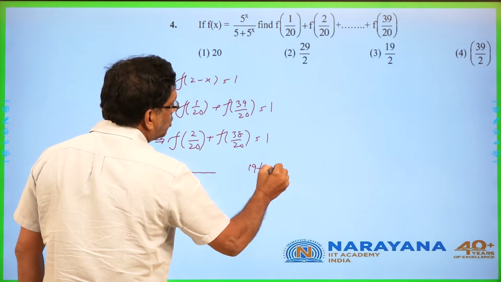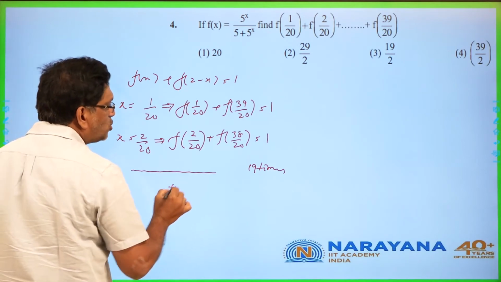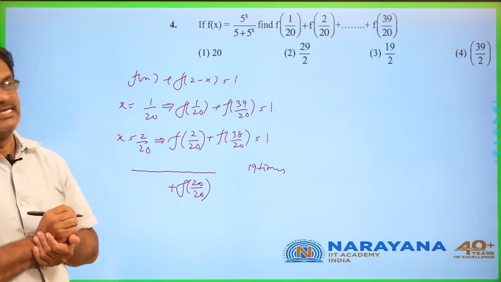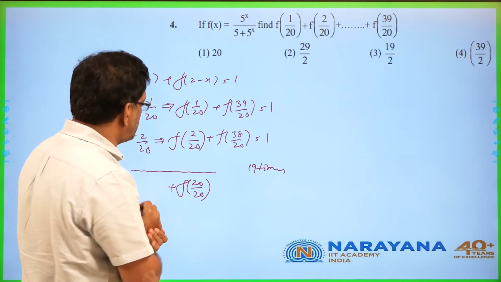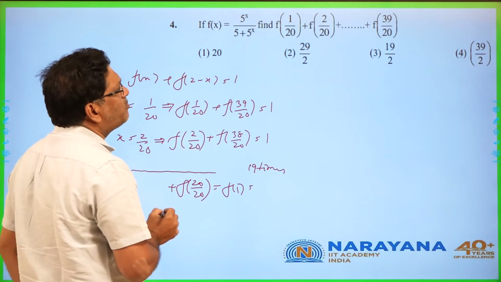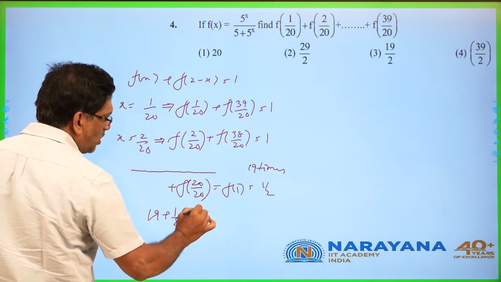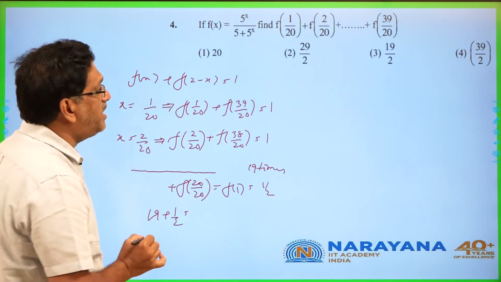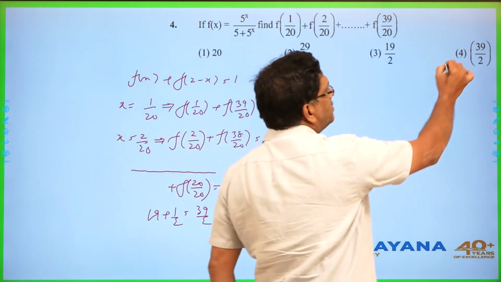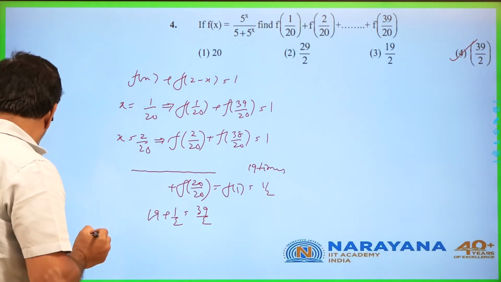It is up to 19 times you will be getting, right? Plus, in addition to that, exactly the middle term we left over. So if you take that middle term into consideration, that is f of 1. F of 1, if you substitute 5 by 10, that is 1 by 2. You mean it is 19 plus 1 by 2, that is 38 plus 1, that is 39 by 2. That is this value, right? This type of question also repeated 2-3 times. Let us go to the next question.